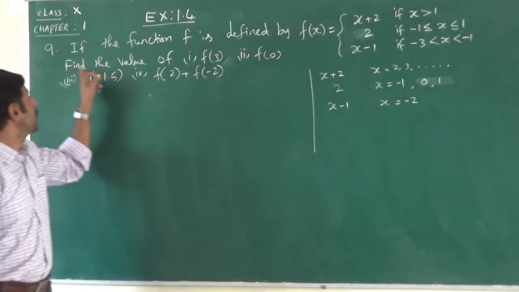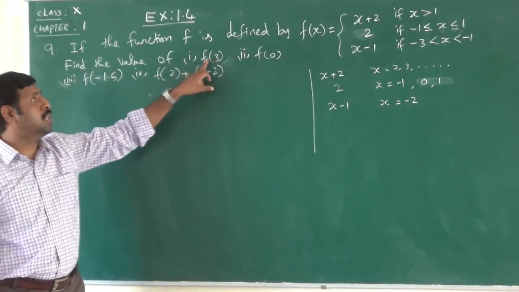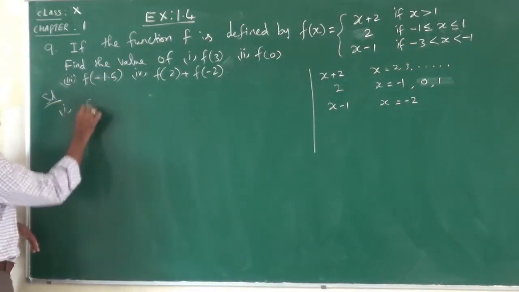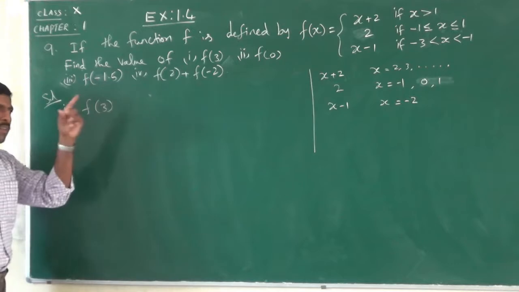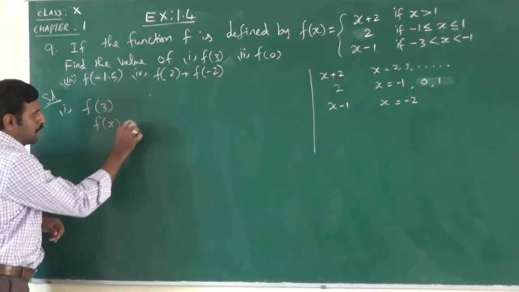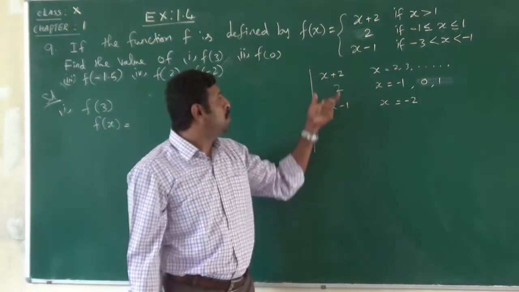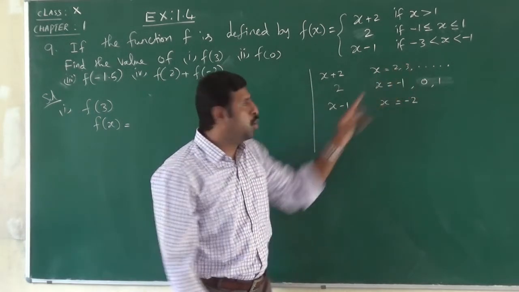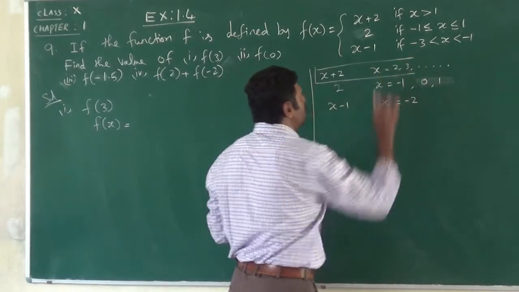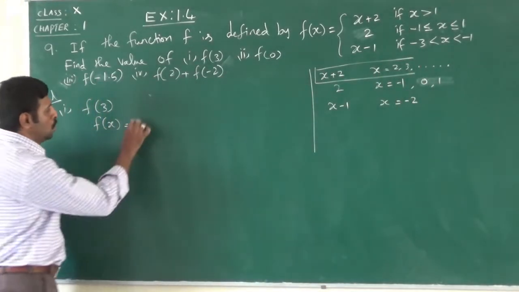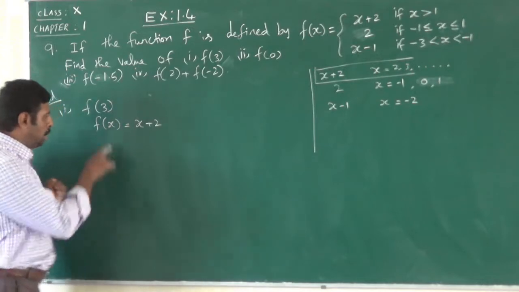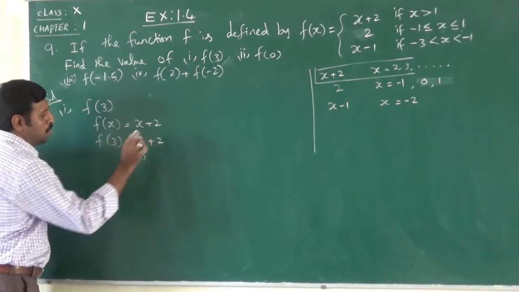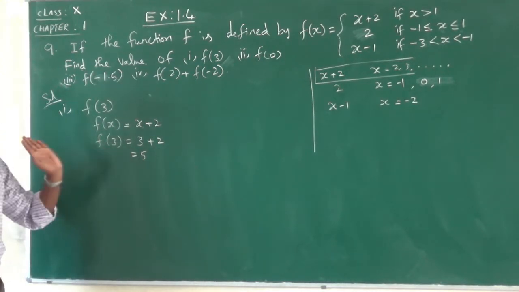First we want to find the value of the first Roman number, f of 3. Solution: the first Roman number, we want to find out f of 3. In the given function f of x, we can use the function x plus 2 when x is equal to 3. So here we take f of x is equal to x plus 2. In the place of x, I am going to apply the value 3. Here 3 plus 2 is equal to 5. So the function of 3 is equal to 5.